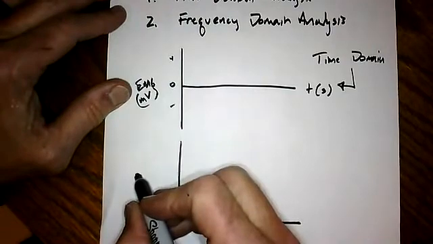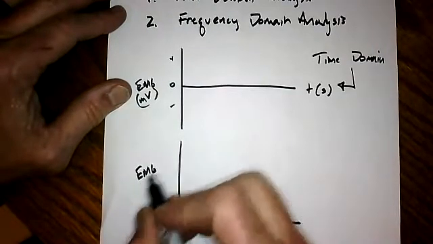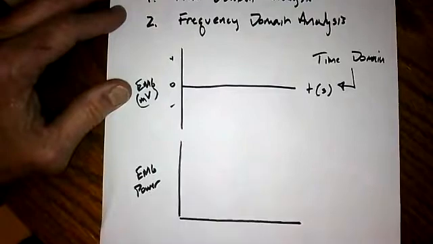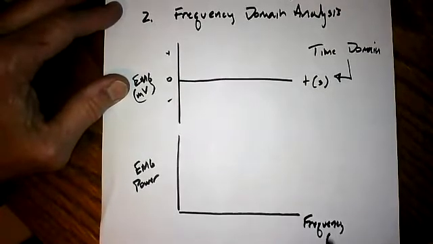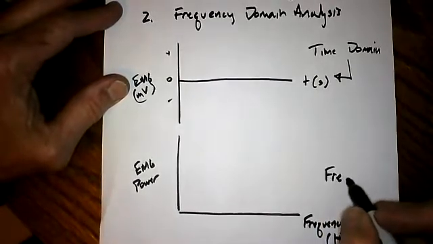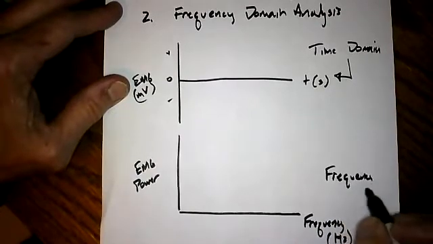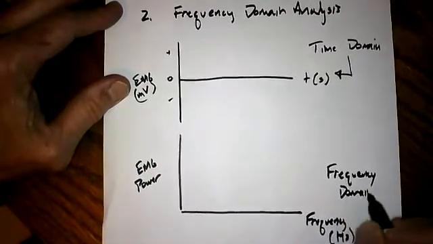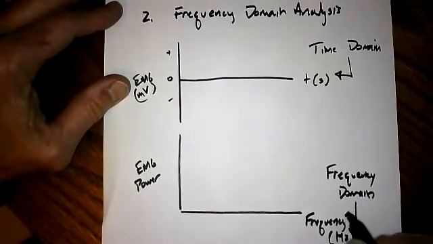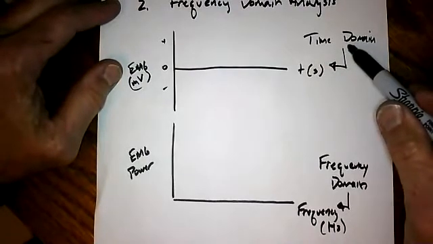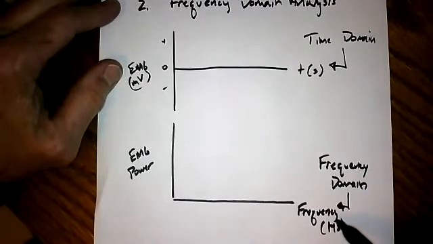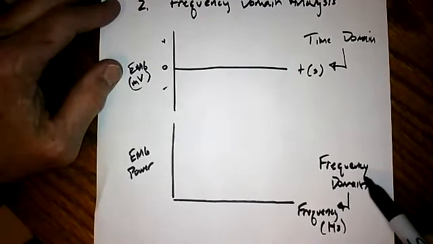A frequency domain plot has a different set of units. I'm just going to call this EMG power right now, and I'll explain that more later. On the x-axis is frequency in hertz. This is how you tell which analysis you're looking at, by looking at what's on the x-axis. If time is on the x-axis, it's time domain analysis. If frequency is on the x-axis, it's a frequency domain plot.